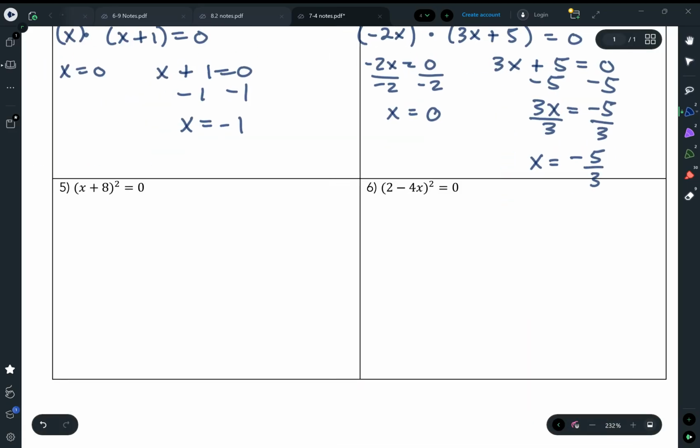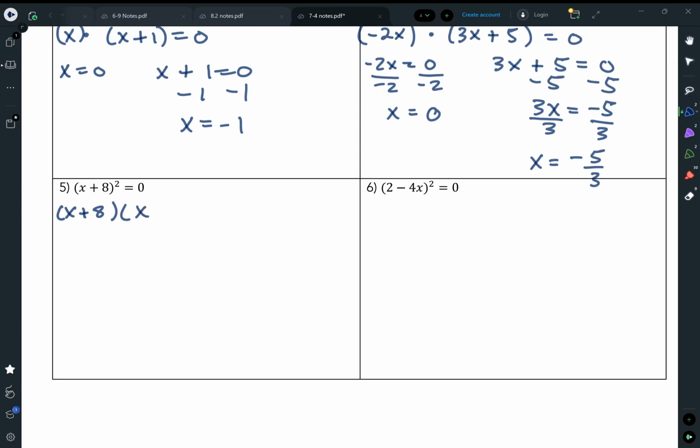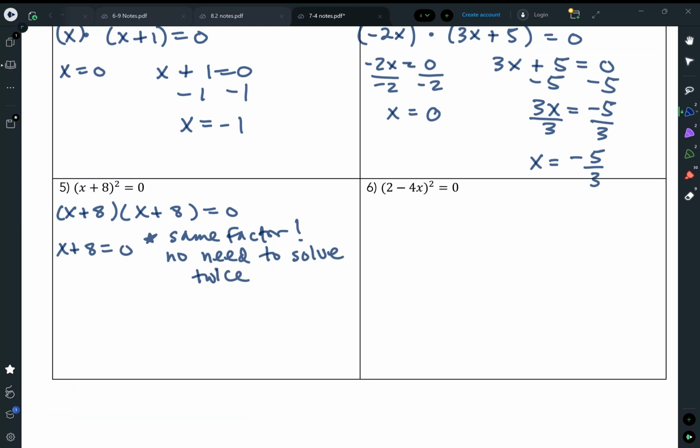For the next two, we have squared quantities. So if I have a squared quantity, remember squared just means times itself. So this would be an x plus 8 times another x plus 8 is equal to 0. So I could write x plus 8 is equal to 0 or x plus 8 equals 0. But because they are the same factor, I only really need to solve once. So no need to solve twice because I would get that same negative 8 two different times. When I solve, I get x is equal to negative 8.